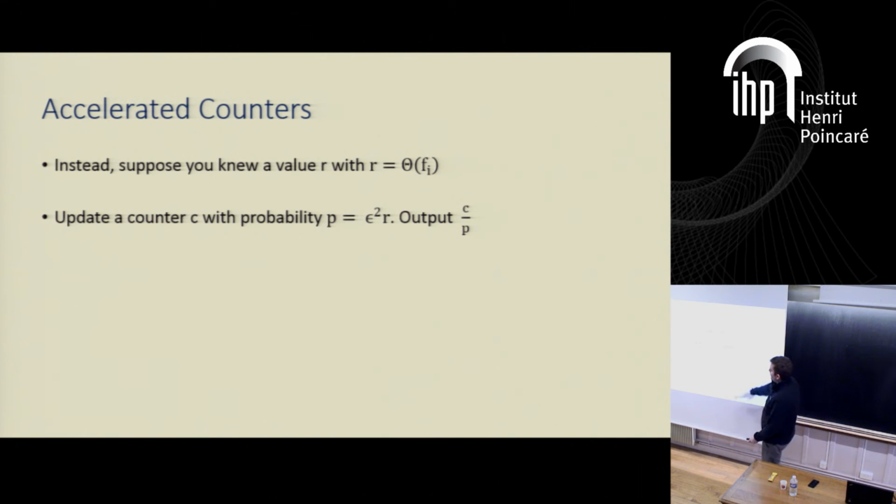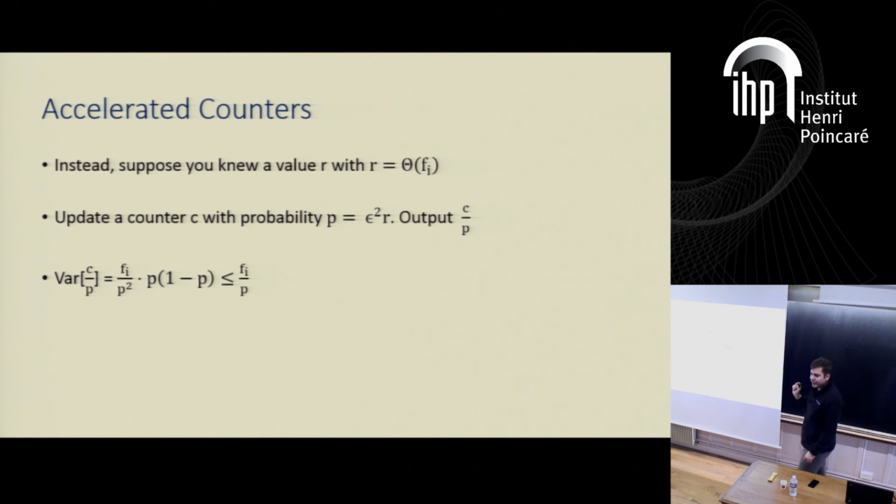Then let's define our probability p for updating a counter to depend on the frequency itself. With probability epsilon squared times r, I include that update in my count. Whatever probability I put here, again, the count divided by p is an unbiased estimator. That's always true. But now the variance is really nice. Why? Let's look at the variance of the count divided by p.